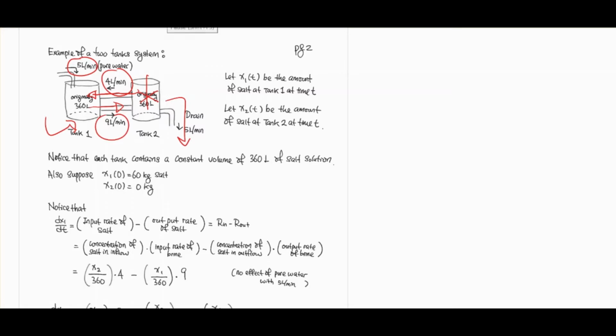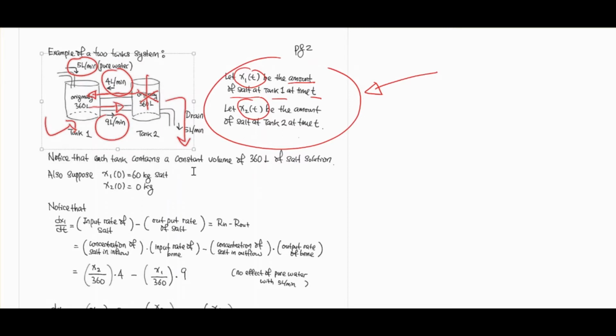The things that we are interested in are the quantities x1(t) and x2(t). They stand for the amount of salt in tank 1 at time t, and the amount of salt in tank 2 at time t. We would want to know these quantities, but they are difficult to obtain directly from gauges. We can't really have a gauge that measures this.